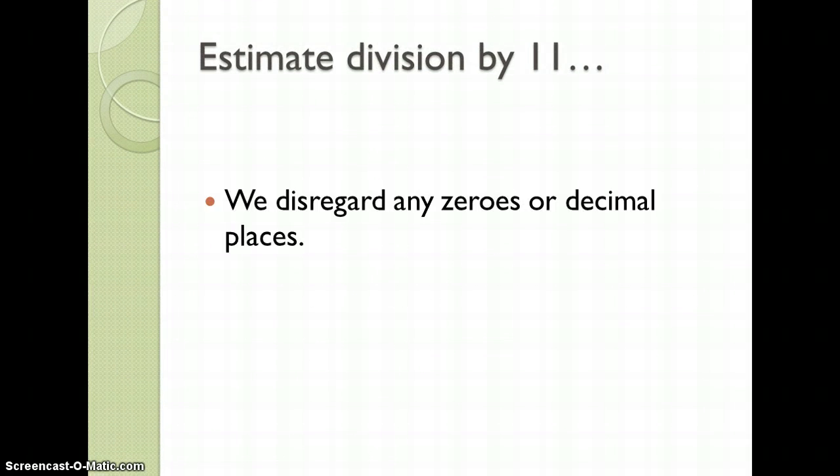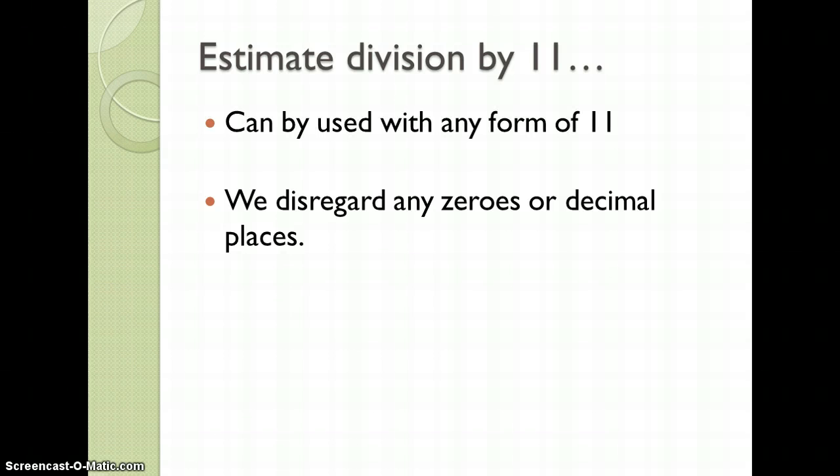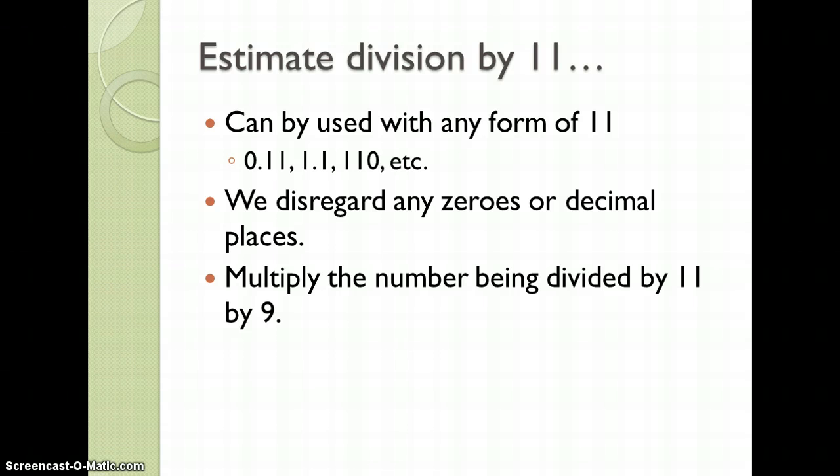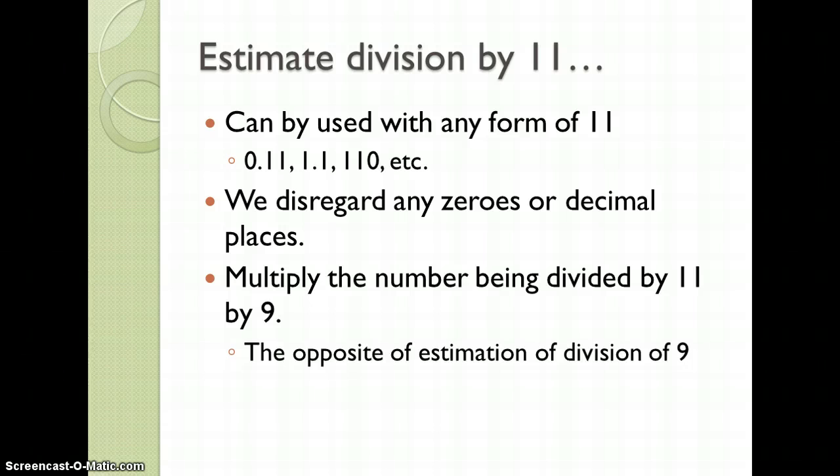Estimate division by 11. This can be used with any form of 11: 0.11, 1.1, or 110. We disregard any zeros or decimal places. We multiply the number being divided by 11 by 9. This is the opposite of division by 9. When we estimate division by 9, we multiply by 11. Now when we're estimating division by 11, we're going to multiply by 9. So it's the opposite. Apply the test of reasonableness.